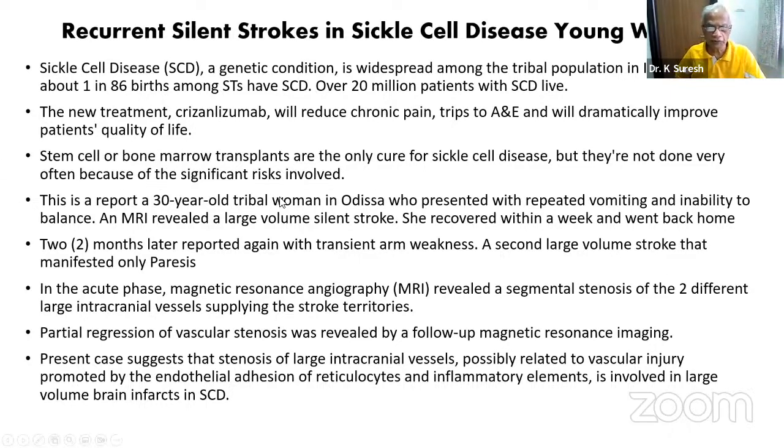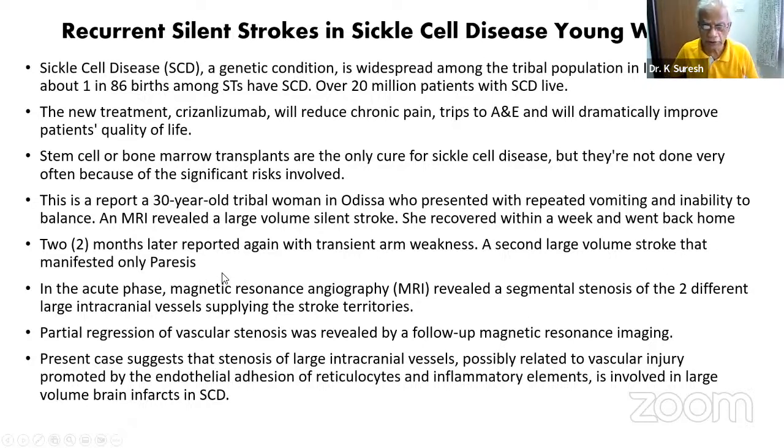Now, this is a report of a 30-year-old tribal woman in Orissa. As a UN officer, I used to travel the entire country, and this is one of those visits. This lady was brought with headache, repeated vomiting and inability to balance herself, so she was going round and round in a crazy cycle. An MRI revealed a large volume silent stroke. She recovered within a week and they went back home on treatment with antiplatelets, etc.